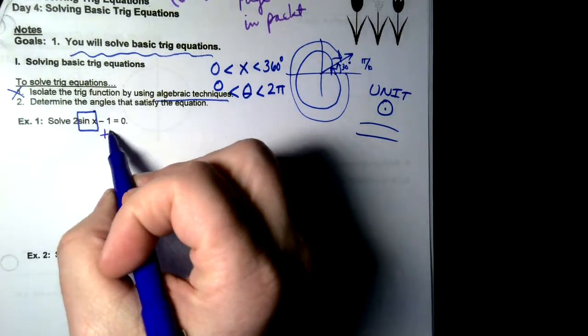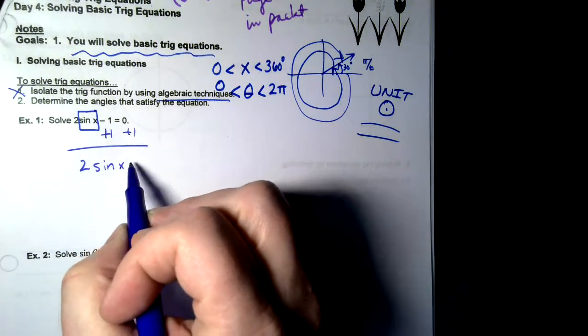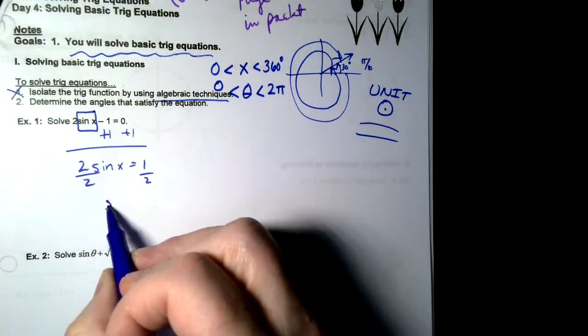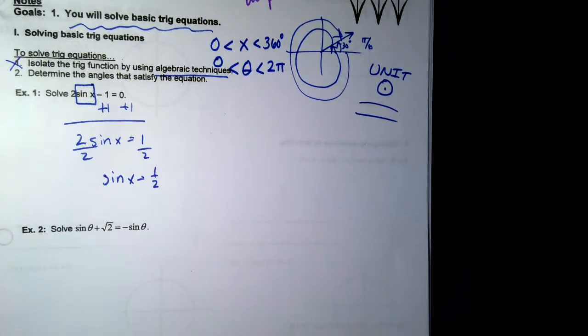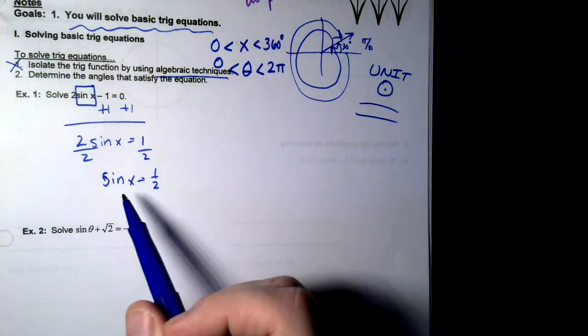So what do you got to do? We're going to add 1. I got 2 sine x is equal to 1. Divide by the number 2. Sine x is equal to 1/2. Now this falls back on a lot of things that we did in chapter 7. And this is what I mean, it all comes together right here.